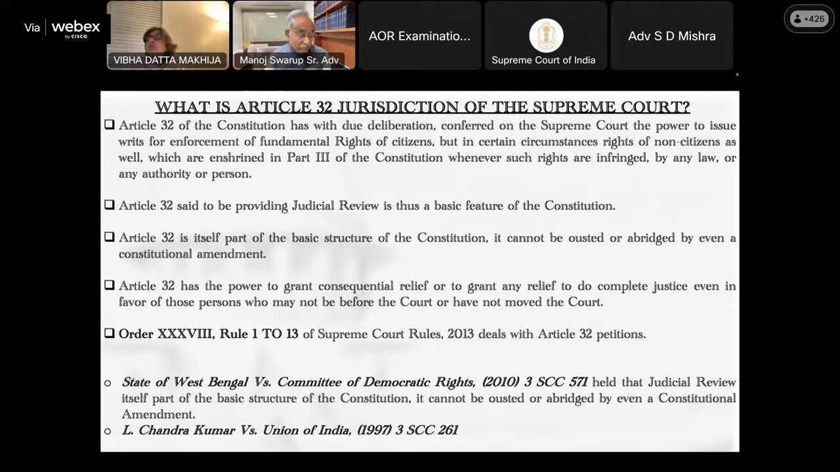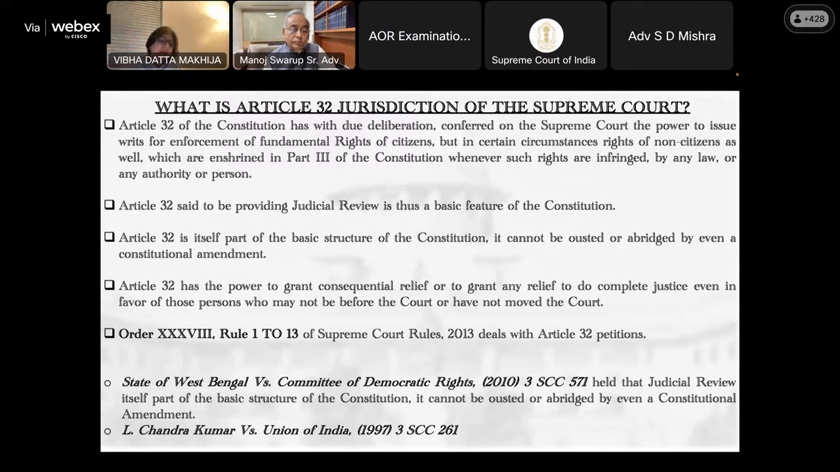So Article 32, the basic bottom line is that you can enforce your fundamental rights under Part 3, under Article 32. However, Article 226 is a much wider jurisdiction. You can enforce your fundamental rights, legal rights, rights arising out of statutes, anything where you are enforcing in the public zone. So 226 is much wider. 32 is more limited in the sense that you can enforce only fundamental rights, and the Supreme Court is reasonably strict about that, and they do reject petitions which come directly to the Supreme Court where the same right could have been enforced in the High Court.